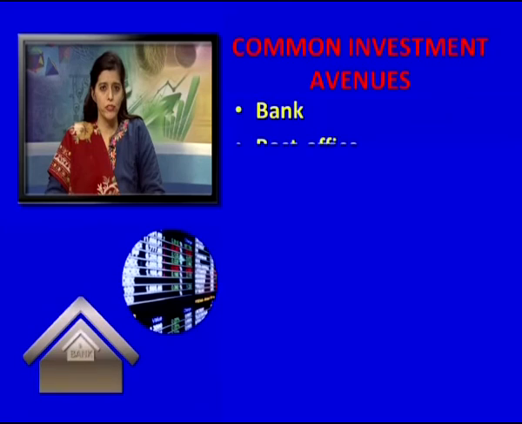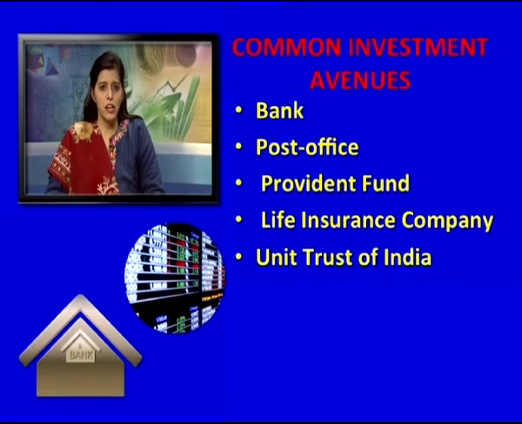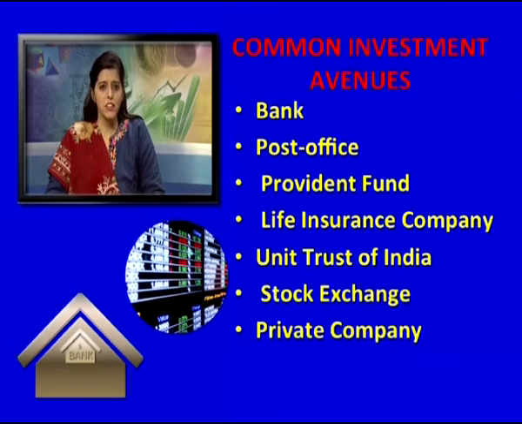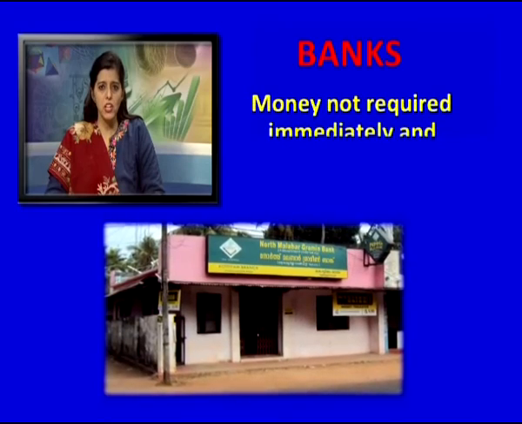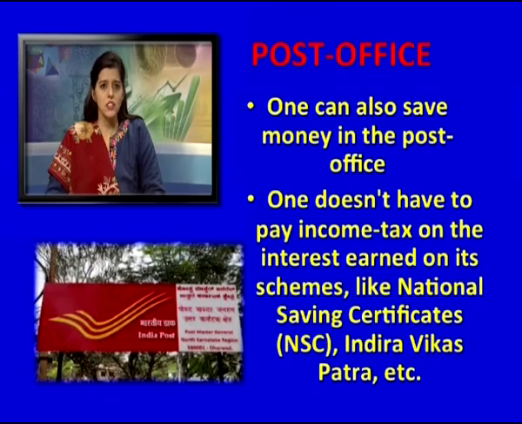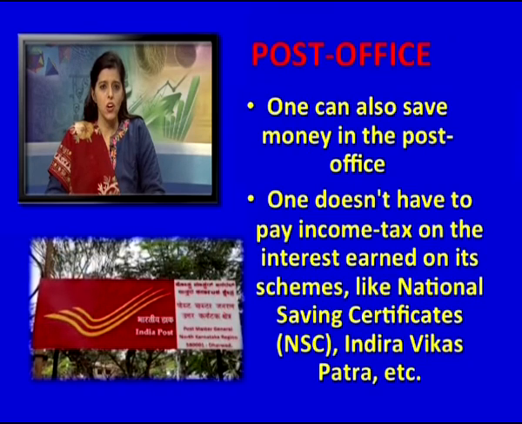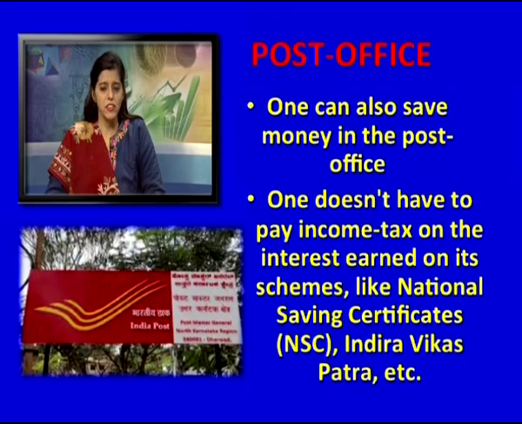Different common investment avenues are bank, post office, provident fund, life insurance company, Unit Trust of India, stock exchange, private company, property or jewelry. Banks. Money not required immediately can be saved in a bank. Post office. One can also save money in the post office. One does not have to pay income tax on the interest earned on its schemes like National Savings Certificate, NSC, Indira Vikas Patra, etc.